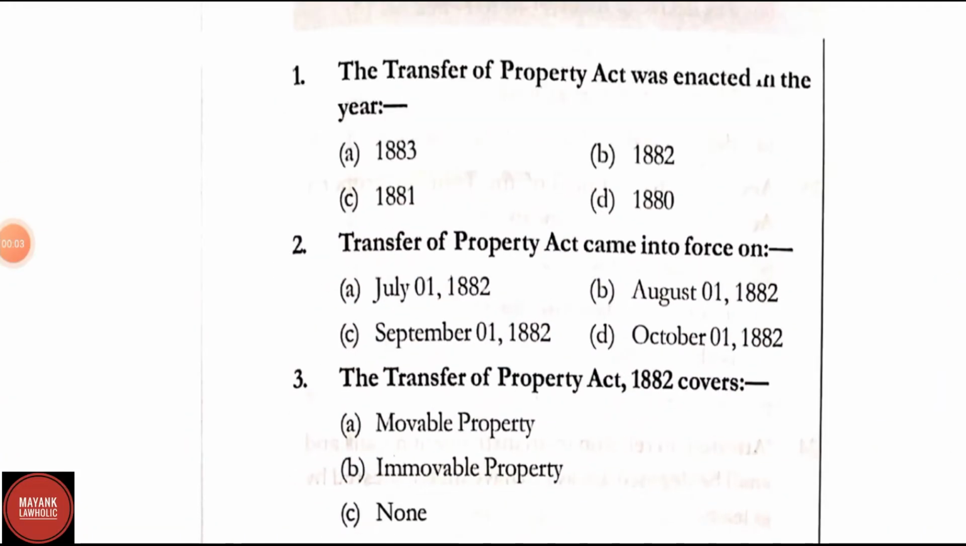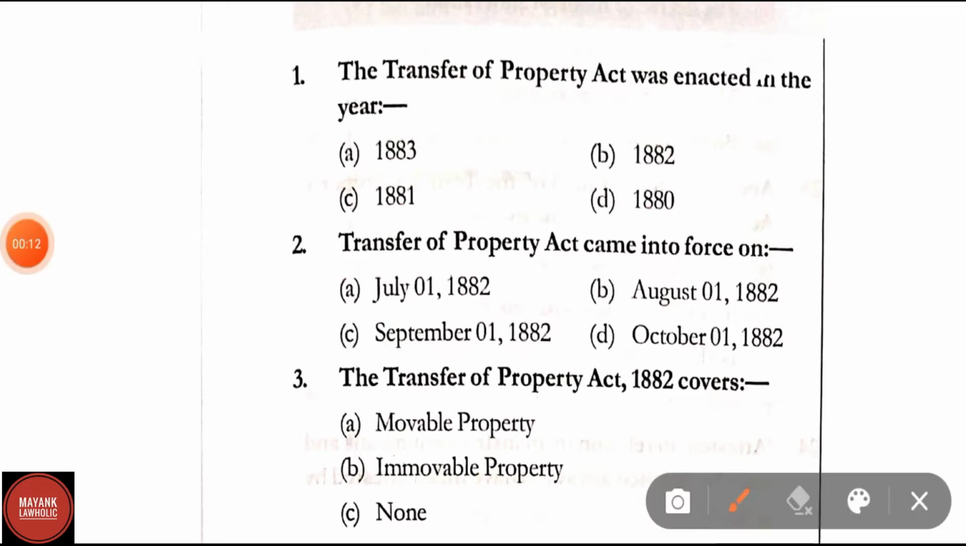Hello everyone. In this video we will discuss more than 500 MCQs of the Transfer of Property Act. So let's get started from question number 1. The Transfer of Property Act was enacted in the year 1882. TPA was enacted in the year 1882.